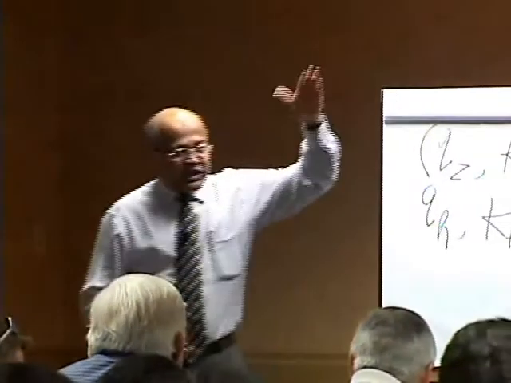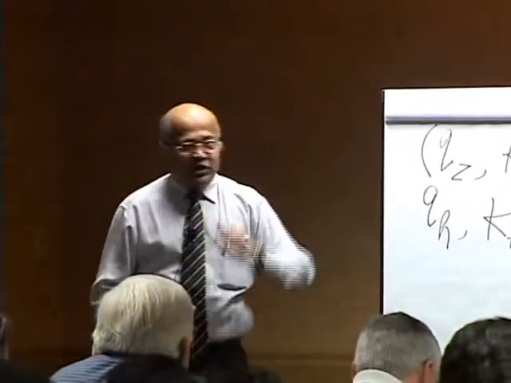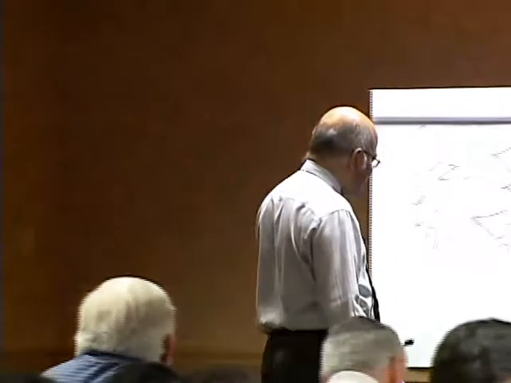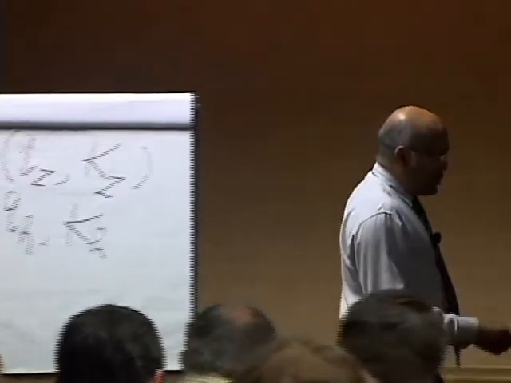z is a variable, any height above ground level. h for a given building is a fixed height, mean roof height. And as I said, more often than not, you will see not Q sub z, K sub z, but Q sub h, K sub h.